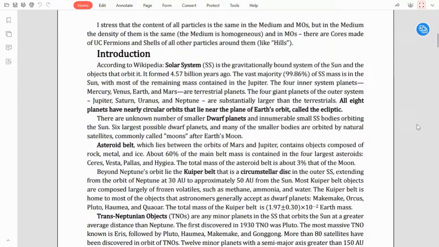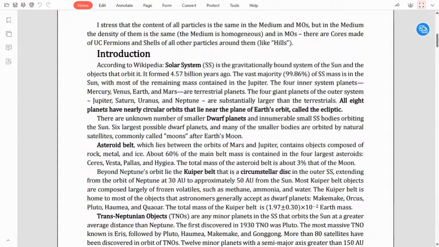There are an unknown number of smaller dwarf planets and innumerable small solar system bodies orbiting the sun. Six of the largest possible dwarf planets and many of the smaller bodies are orbited by natural satellites, commonly called moons after Earth's moon.